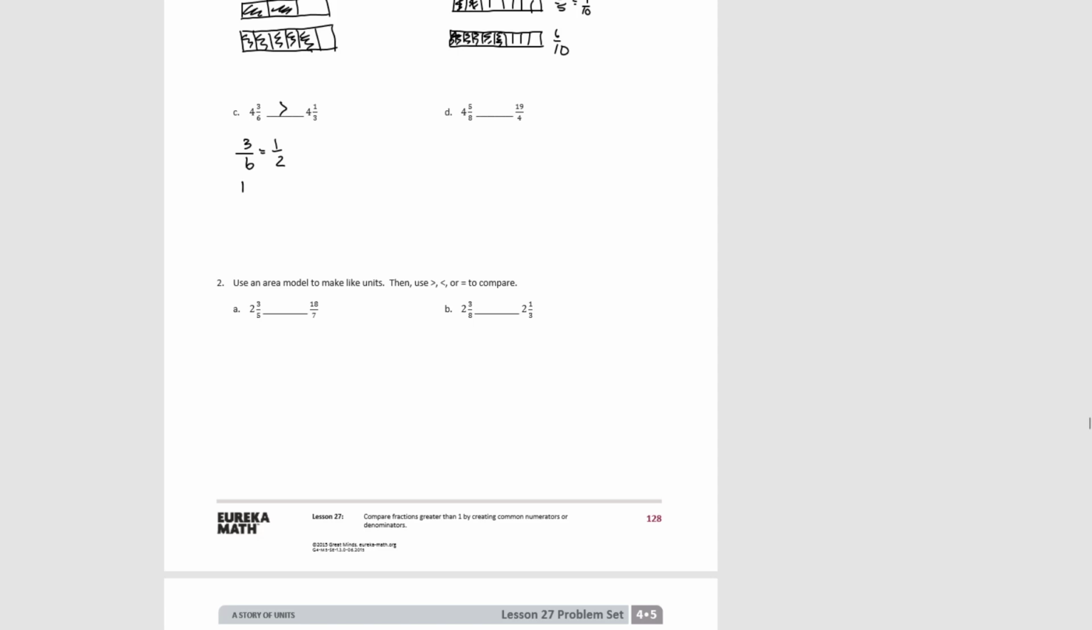We could also draw a tape diagram and show 3/6, and another tape diagram and show 1/3. Then we could divide the thirds into 6 to see that this is 2/6 and this is 3/6. So showing a different way that 4 3/6 is greater than 4 1/3. Try D.